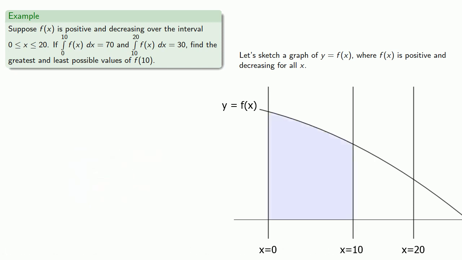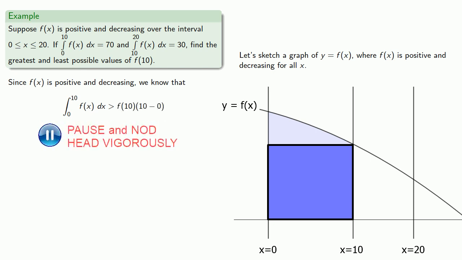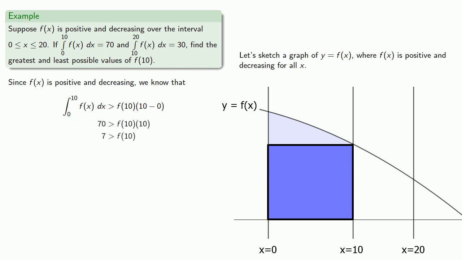And since f of x is positive and decreasing, then the area of the region will be greater than the area of the right rectangle. And that right rectangle has height f of 10 and width 10 minus 0. And so this tells us something about f of 10. Namely that it has to be less than 7.